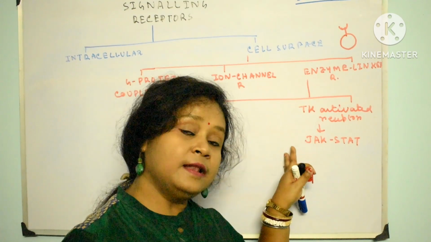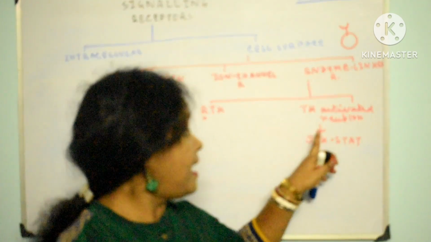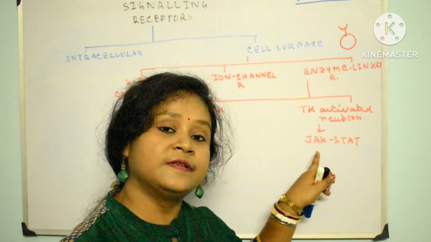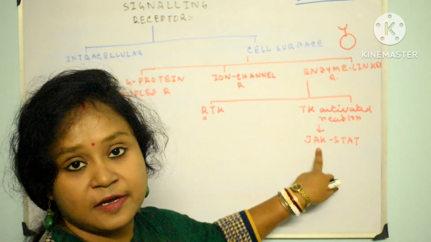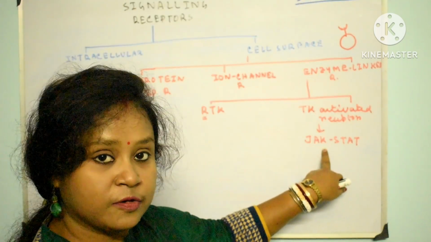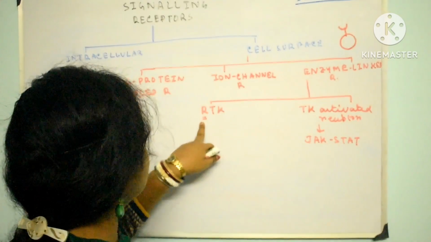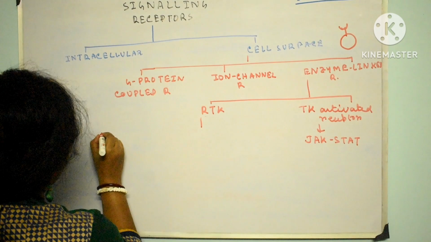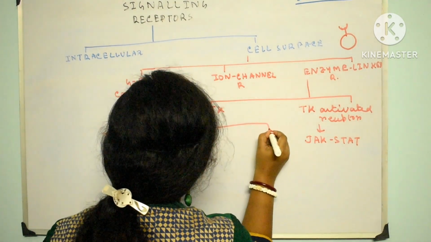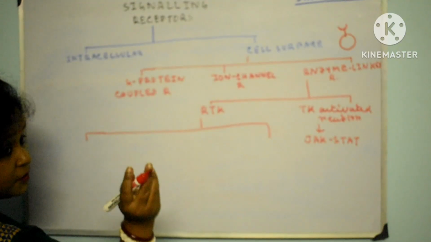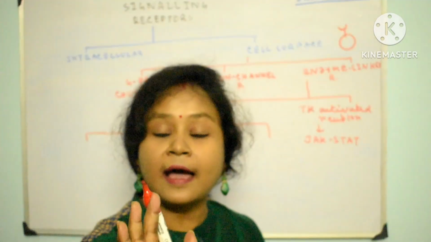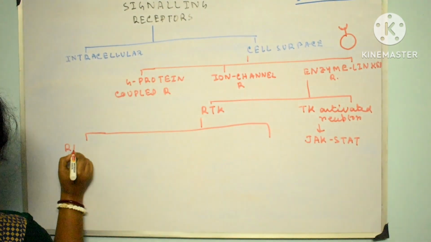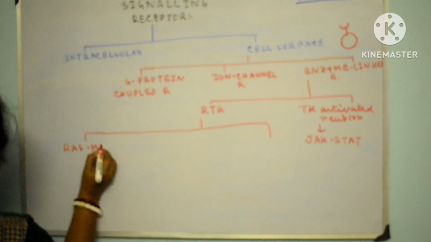tyrosine kinase is not the receptor itself, but it is associated with some other receptor. It is a tyrosine kinase associated receptor, and the example is JAK-STAT, which is in your syllabus. There are so many types of RTK, or receptor tyrosine kinase. First one is the RAS-MAP kinase pathway, which is very much important and also in your syllabus.